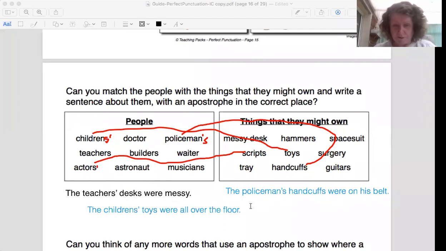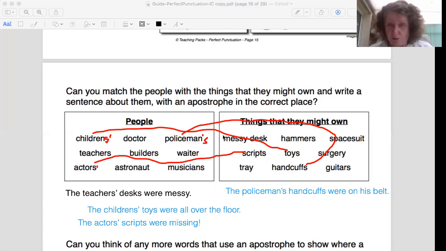Let's see what we can say about the actors. The actors, and I'm putting the apostrophe afterwards because there's more than one actor. The actors' scripts, there was even more than one script, were missing. Oh no. The actors' scripts were missing. There is more than one actor, so I put it there after the S. The actors' scripts were missing.